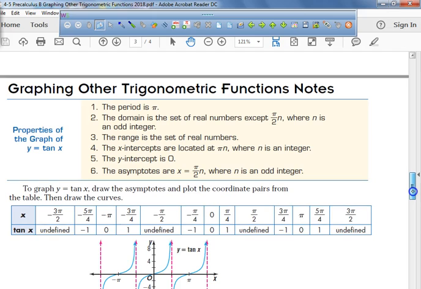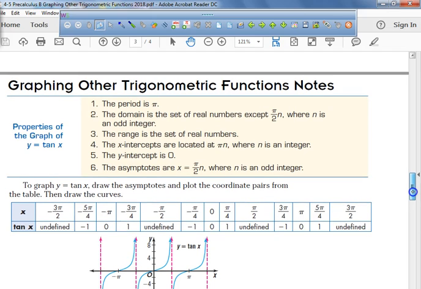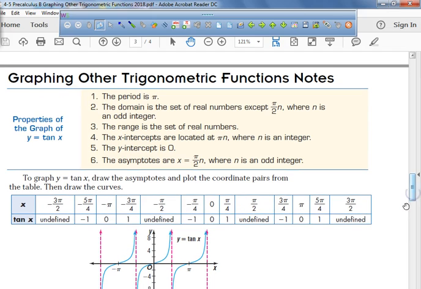Today, everybody, we are starting graphing other trigonometric functions. Everybody say the word trigonometric. Trigonometric. Pretty good, pretty good. It's like Nemo saying sea anemone.